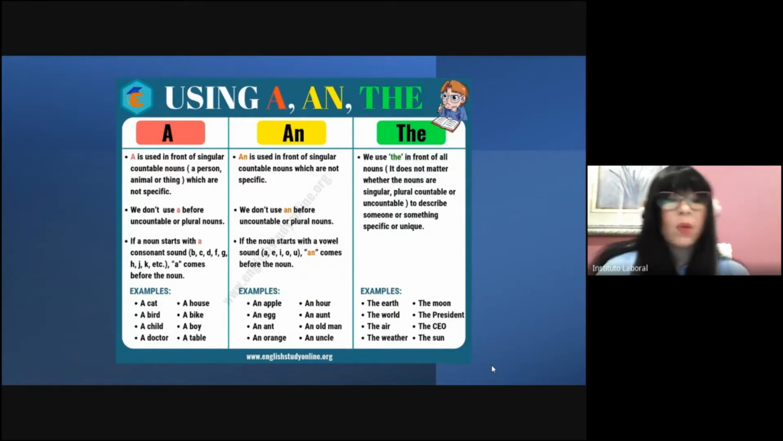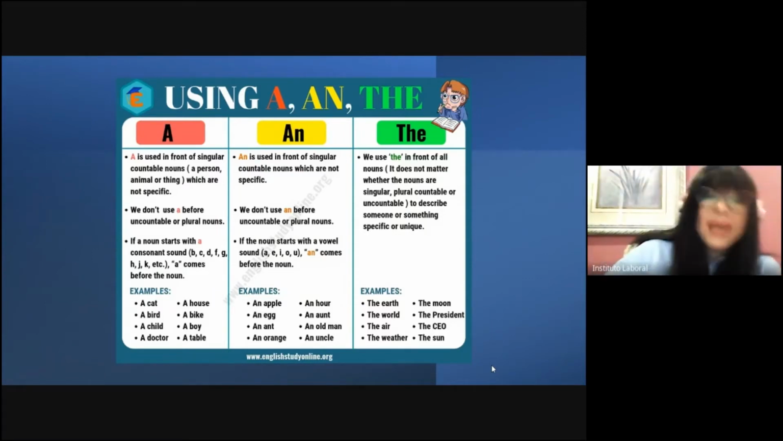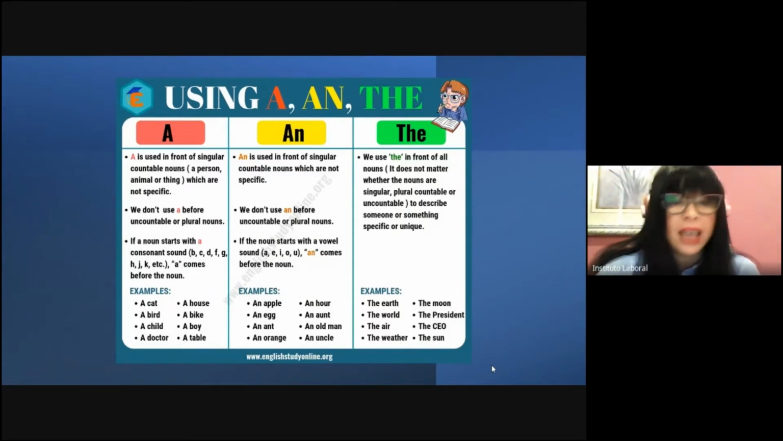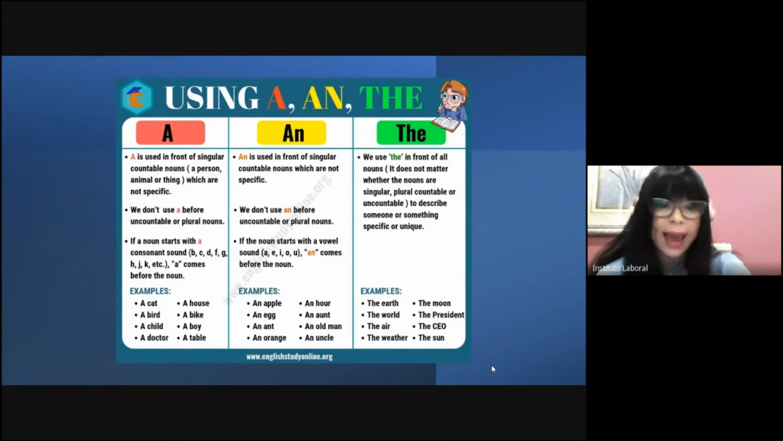If a noun starts with a consonant sound, B, C, D, F, G, H, J, K, etc., a comes before the noun. For example, a cat, a bird, a child, a doctor, a house, a bike, a boy, a table.